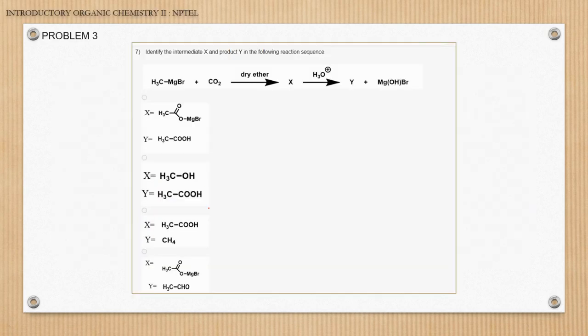So if it is clear, moving to problem number 3. In the question they are asking: identify the intermediate X and product Y in the following reaction sequence. So you have to identify this X and Y. First of all, in the first reaction, your Grignard reagent, that is methyl magnesium bromide, is reacting with carbon dioxide in the presence of ether. So what will you get? There is a pair of X and Y. Four options are there, so you have to figure out which is X and which is Y. Any answers? Any guesses? What could be the possible answer?